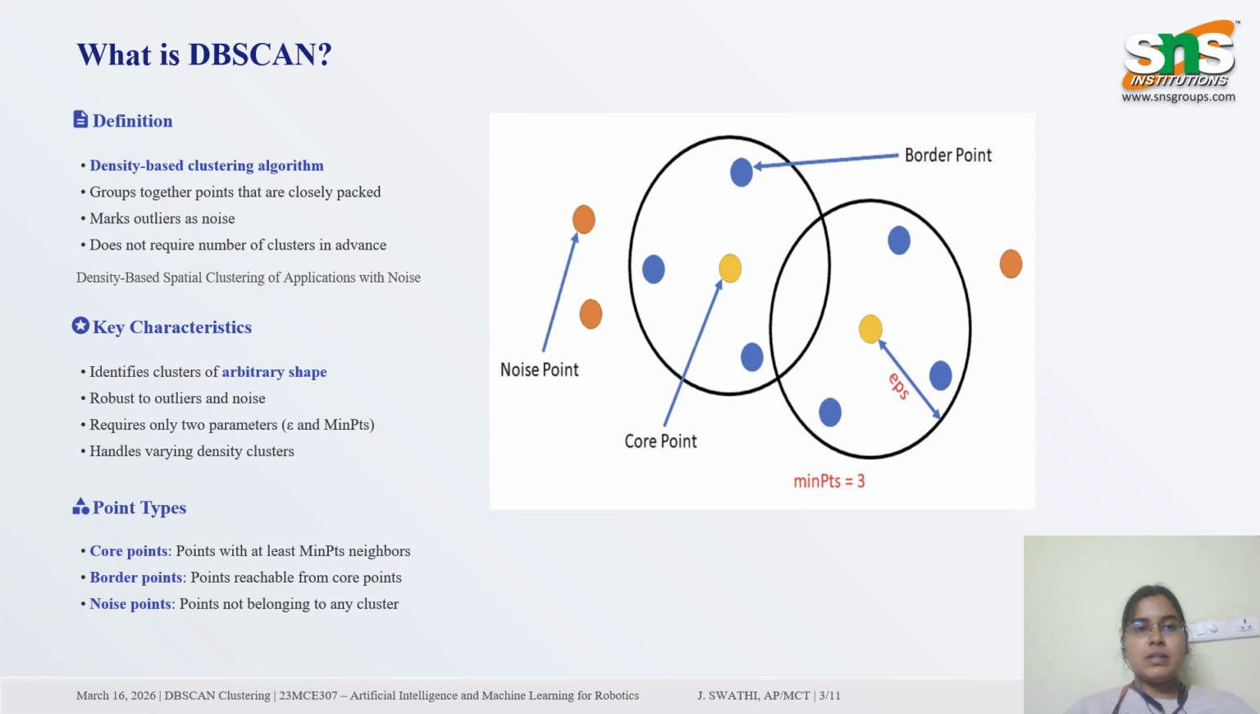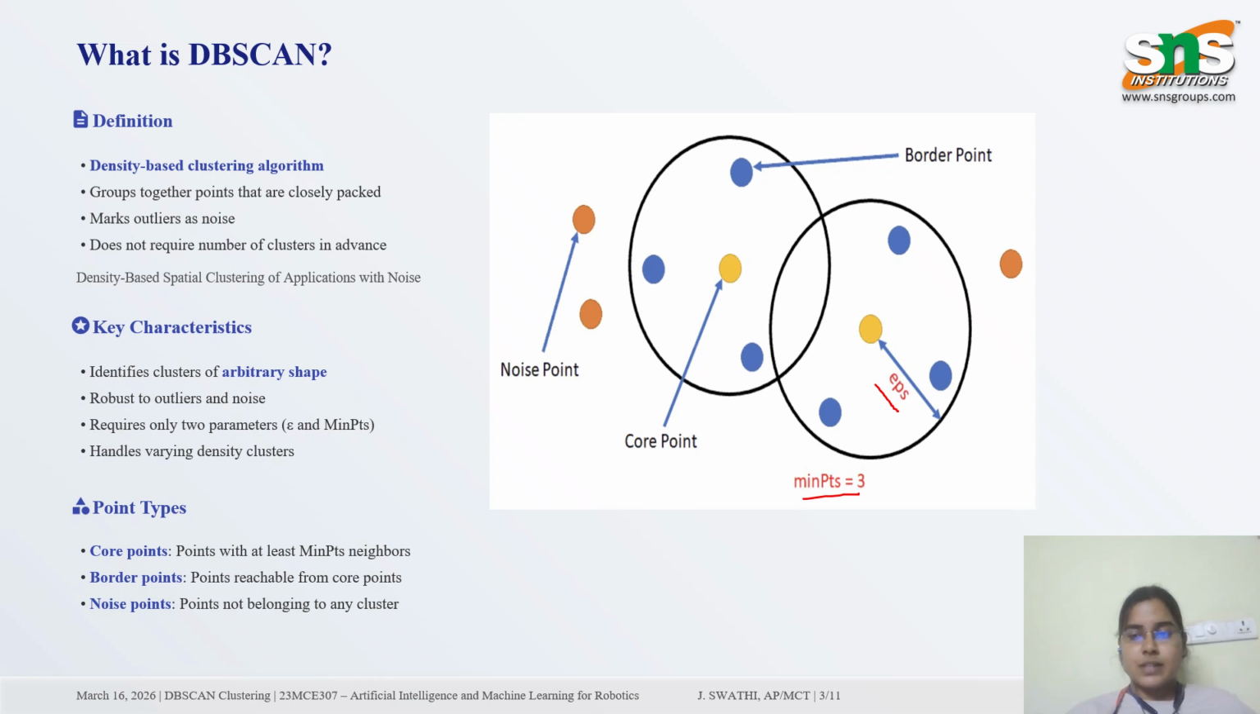Coming to DBSCAN, it is a density-based clustering algorithm. It groups the points together in a closed pack, that is it uses a circle type, so it comes under the grouping of spherical. Key characteristics: it identifies clusters of arbitrary shape, it is robust to outliers and noise, and it requires two parameters, that is epsilon and min points. So the two main parameters are epsilon (EPS) and min points.